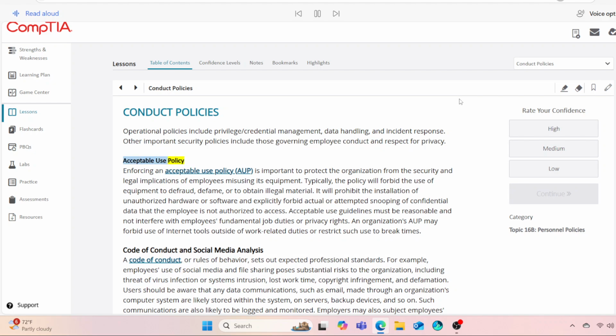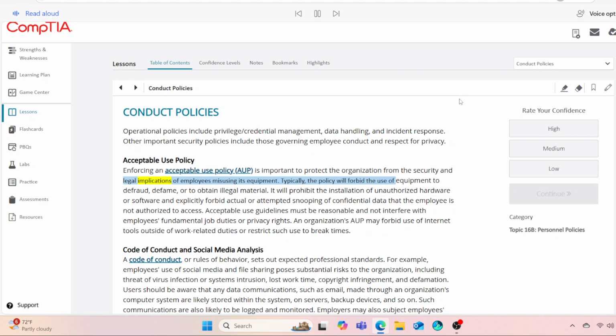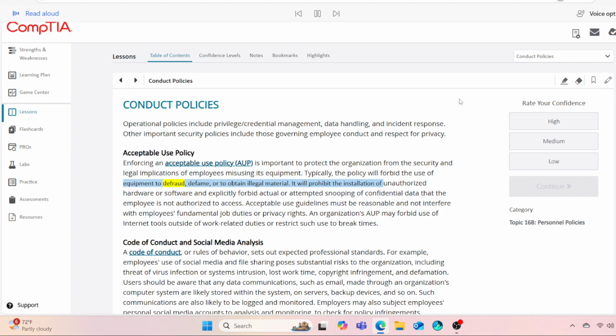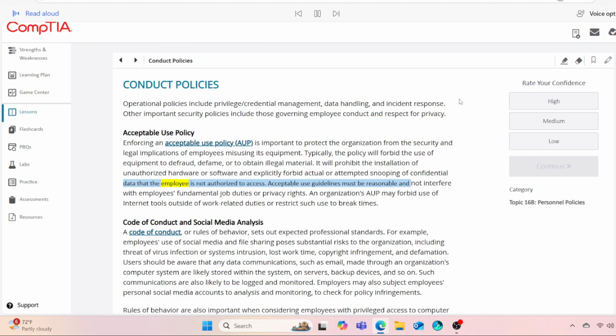Acceptable use policy. Enforcing an acceptable use policy, AUP, is important to protect the organization from the security and legal implications of employees misusing its equipment. Typically, the policy will forbid the use of equipment to defraud, defame, or to obtain illegal material. It will prohibit the installation of unauthorized hardware or software and explicitly forbid actual or attempted snooping of confidential data that the employee is not authorized to access.